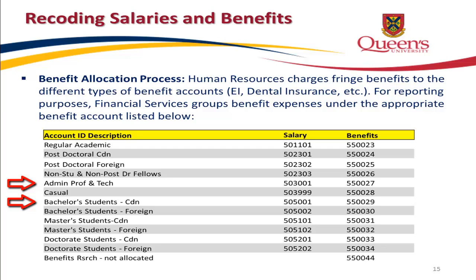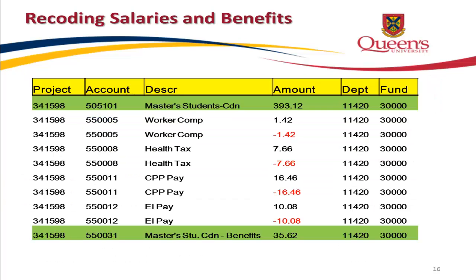Therefore, for financial reporting purposes, it is important to have the expenses grouped into the appropriate reporting categories in the general ledger. To achieve this goal, Financial Services runs a benefit allocation process on a monthly basis after the payroll process has run, in order to allocate expenses originally charged to the individual benefit accounts to accounts which identify the related payee. An example is account 550029, Bachelor Students Canadian Benefits. Here is a snapshot of the end result once the benefit allocation process has been run.